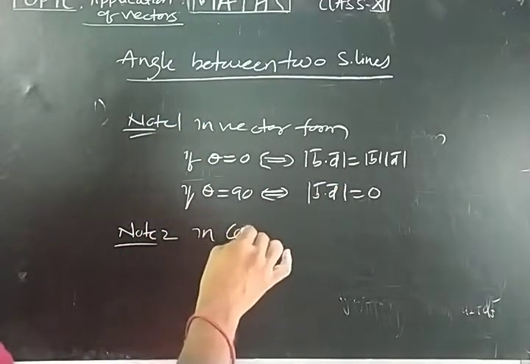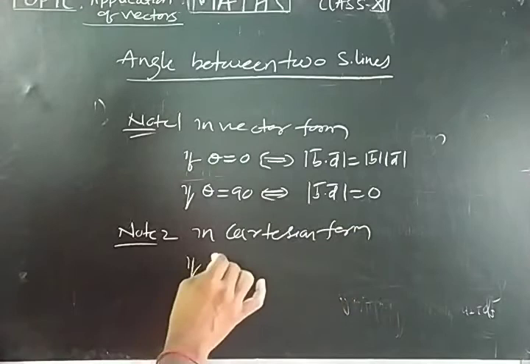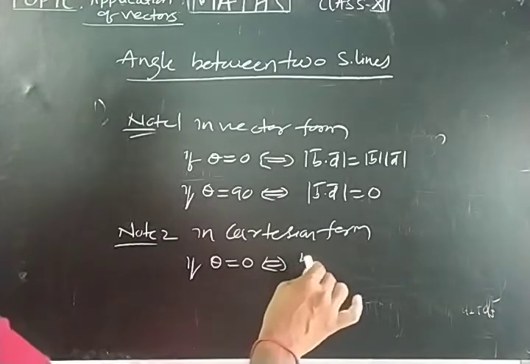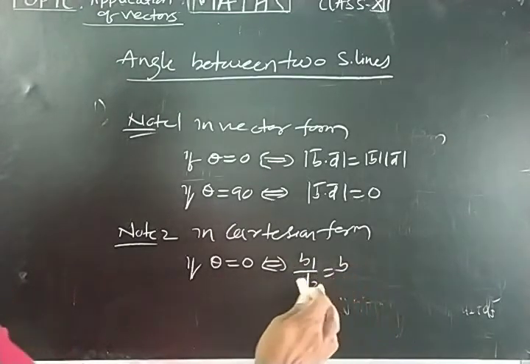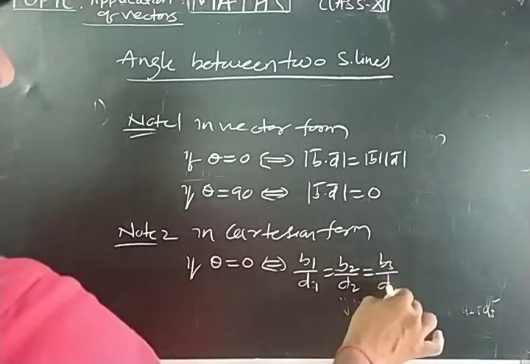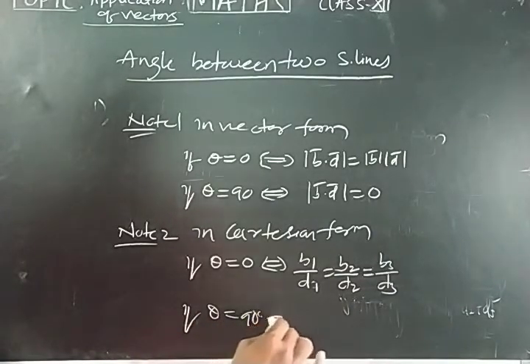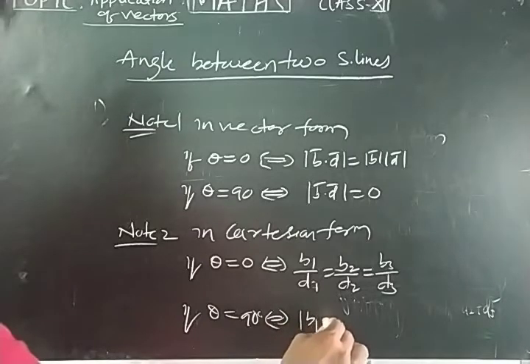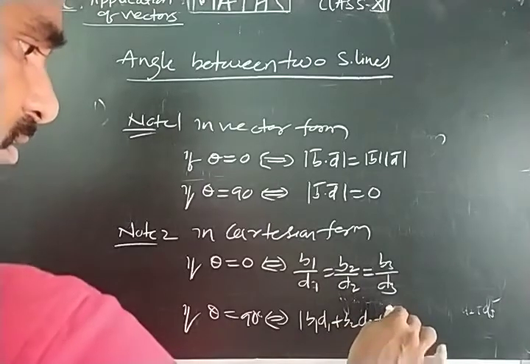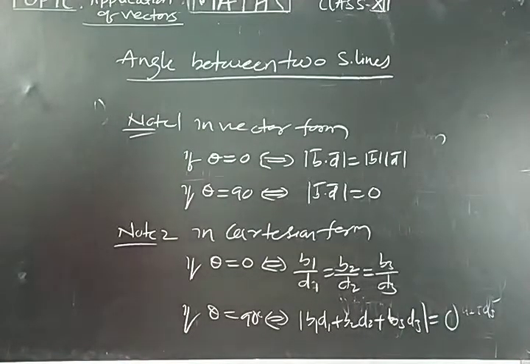Note 2. In Cartesian form, if theta equals 0, then you will get b1 by d1 equals b2 by d2 equals b3 by d3. If theta equals 90 degrees, then you will get b1 d1 plus b2 d2 plus b3 d3 is always equal to 0. These are the conditions.